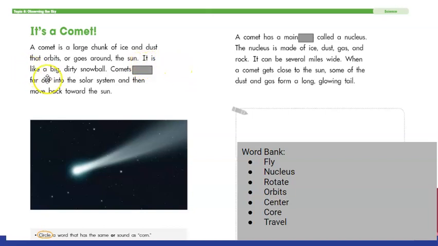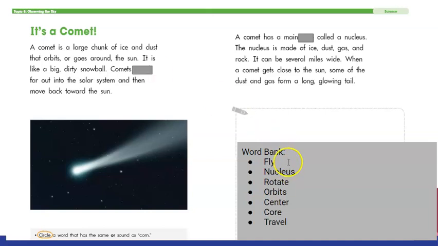It is like a big dirty snowball. Comets blank far out into the solar system and then move back towards the sun. Okay. We've gotten another blank word. Let's go see what would make sense in our story.